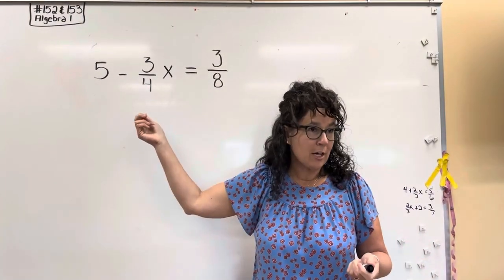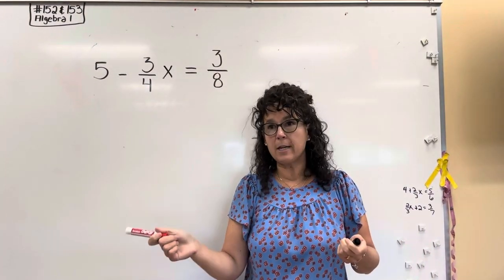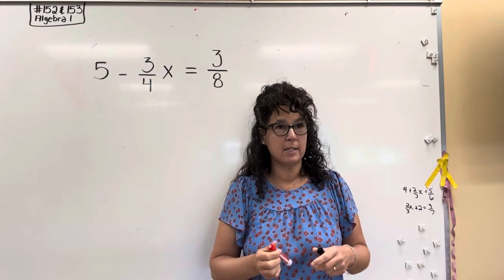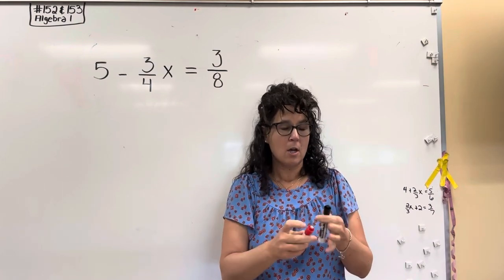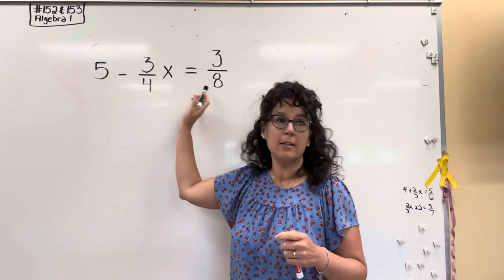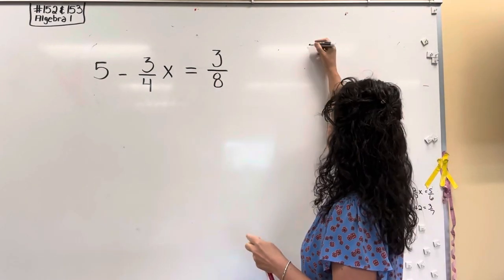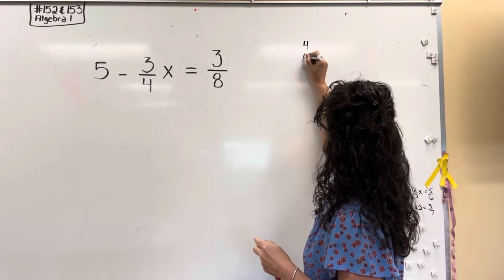We've got an equation with fractions, so our first thought should be to multiply both sides by the denominator or denominators. What I mean by that is we need to take these two denominators that are here, in this case a 4 and an 8.